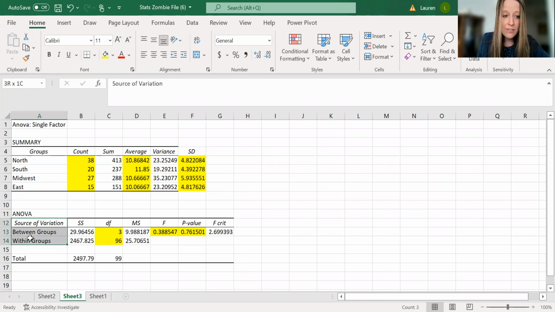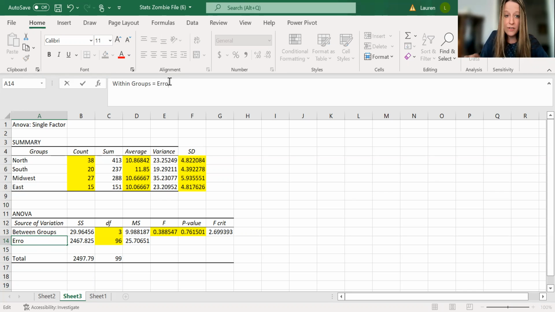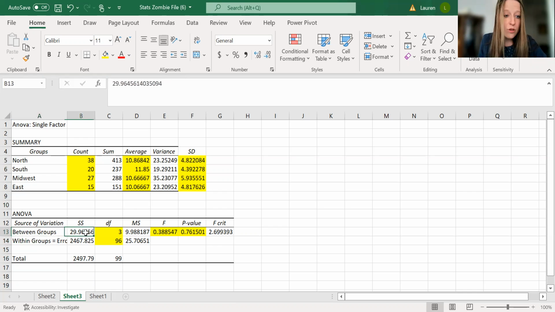The first thing that it gives us is our source of variation. In your textbook, it talks about comparing the variance between groups to the variance within groups. Sometimes the variance within groups is labeled as error. So we can think of within group variance and between group variance. Your textbook has formulas to calculate sum of squares. We're not going to focus on those formulas right now, but that's what this SS is giving you, the sum of squares that Excel has calculated for you for between groups and within groups.